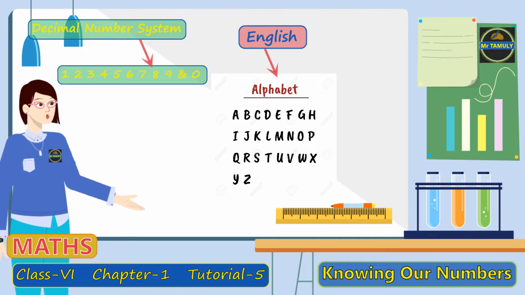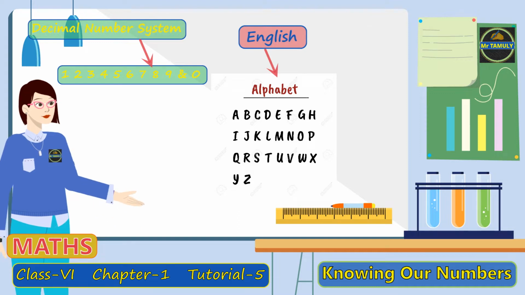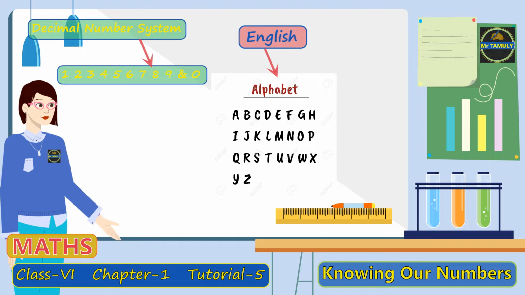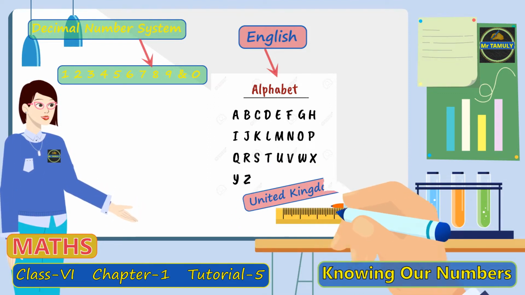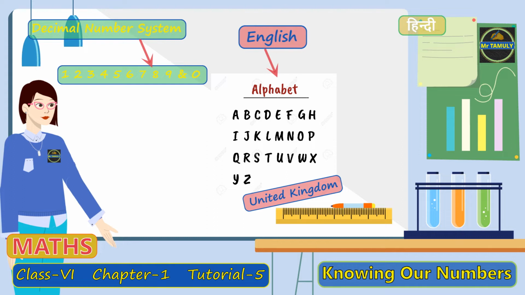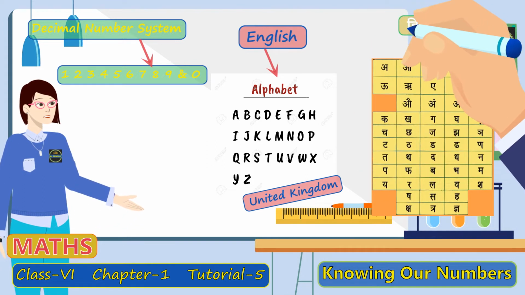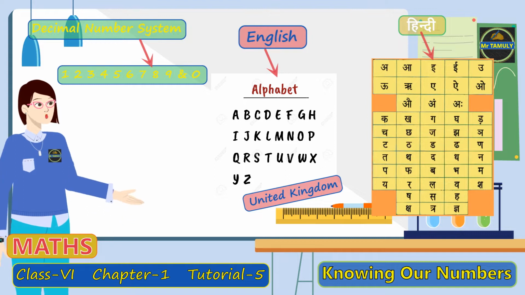For sharing thoughts and expressions, people living in different regions use different languages. Just now we talked about the English language, which is the official language of the United Kingdom. The official language of India is Hindi. In the alphabet of the Hindi language there are 52 letters, whereas in English there are 26 letters.